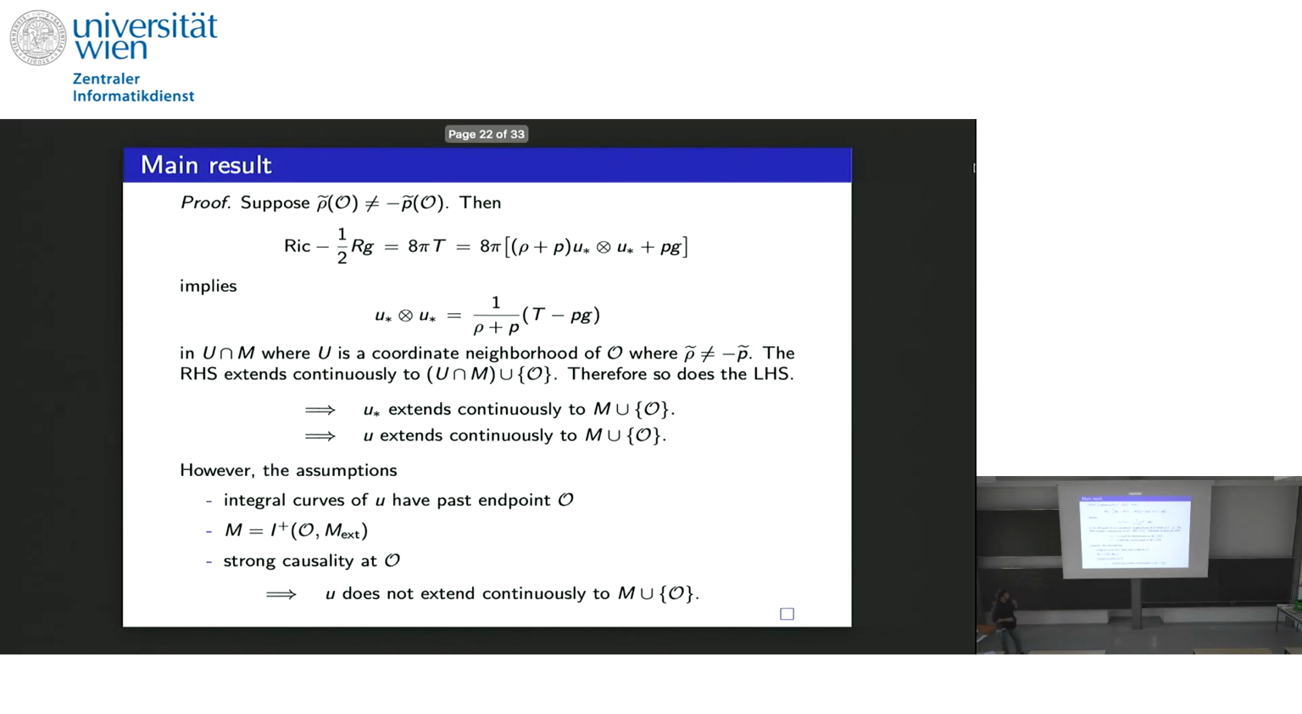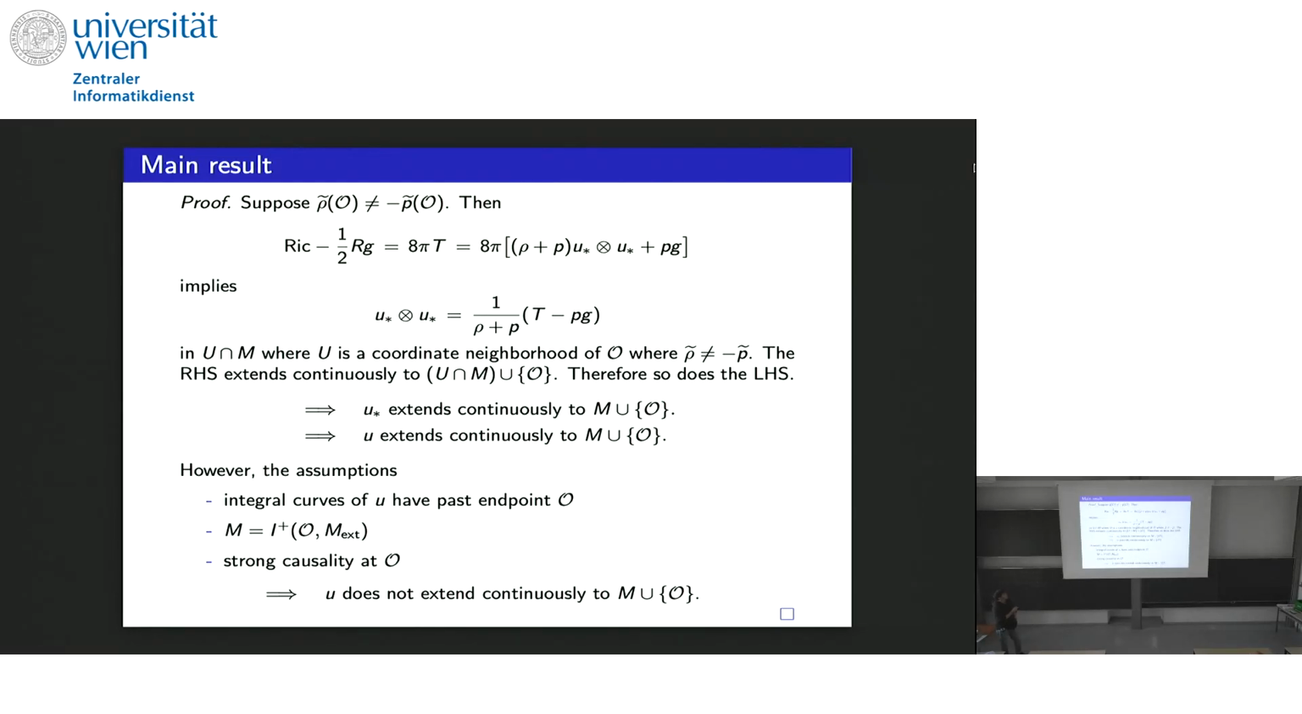Okay. So let me prove this. Proof is by contradiction. So suppose rho does not equal minus P at the origin. Then let's take a look at the Einstein equations. We're assuming that they're solved for a perfect fluid, right? So we're assuming Ricci extends continuously. So then therefore the scalar curvature extends continuously. So then that means that the tensor T, the stress-energy tensor, is going to extend continuously as well, right?